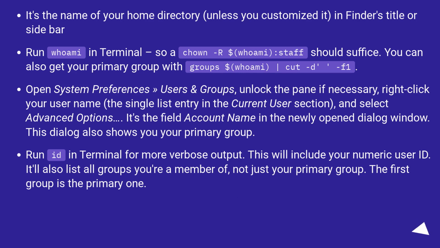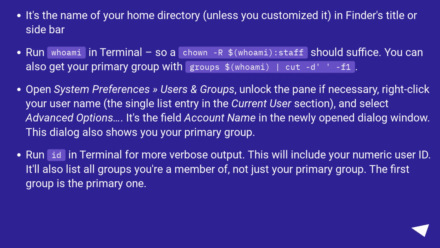Open System Preferences, Users & Groups, unlock the pane if necessary, right-click your username, the single list entry in the current user section, and select Advanced Options. It's the field account name in the newly opened dialog window. This dialog also shows you your primary group.